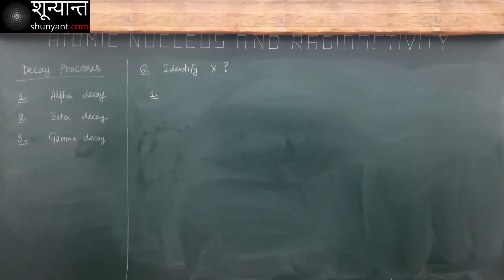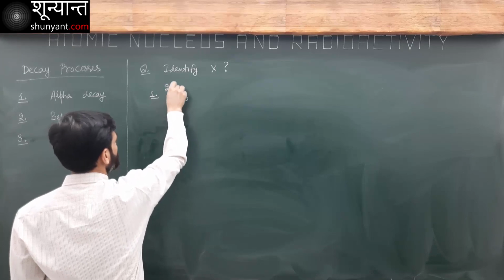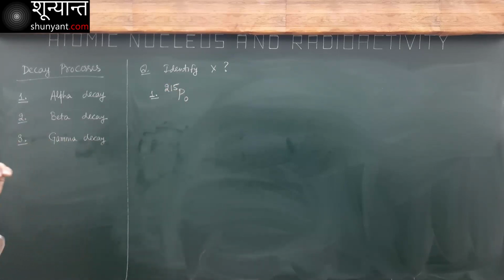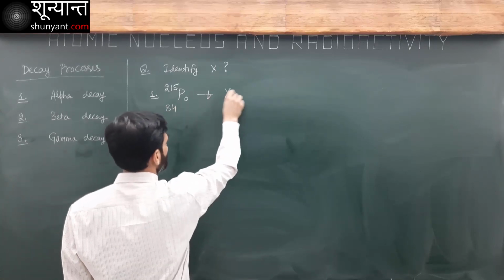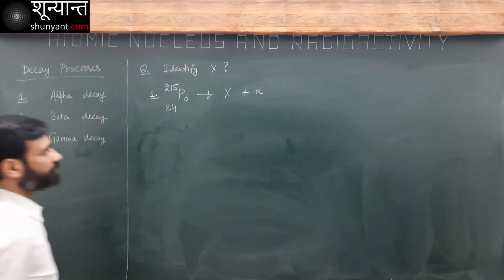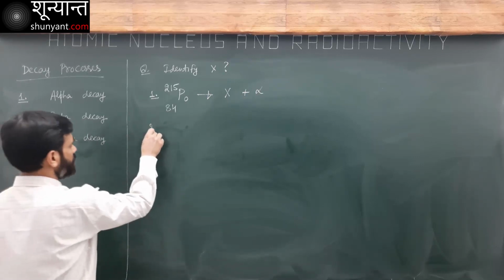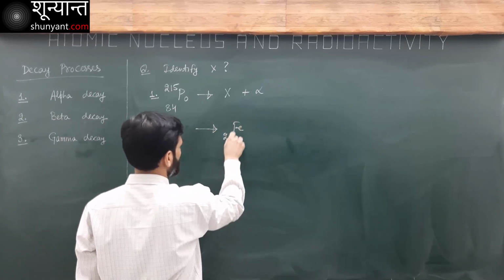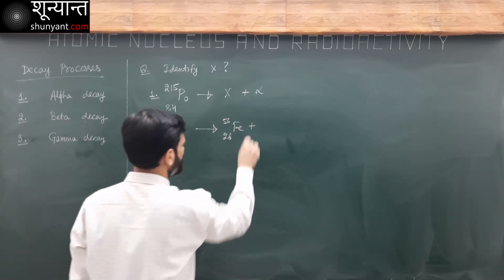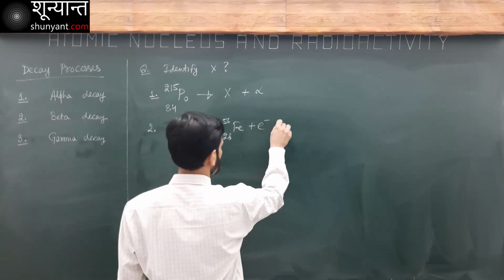Okay, I'm going to write just a few simple problems. First, polonium 215, atomic number 84, changes into some nucleus, which is not known, plus an alpha particle. Second, this X changes into iron, 26, 56, plus an electron plus neutrino.